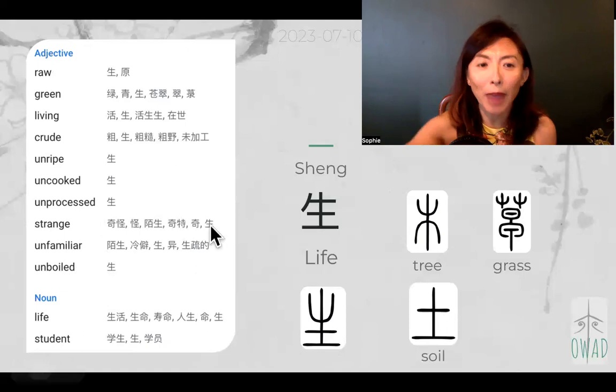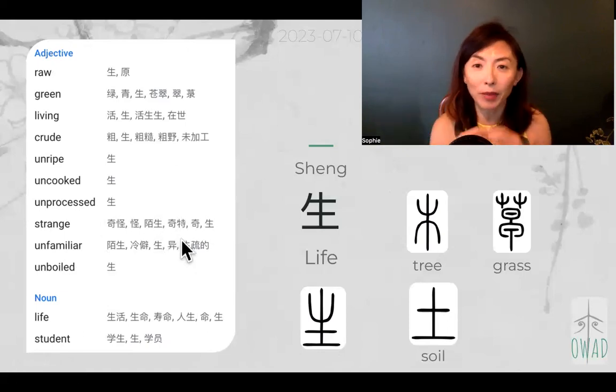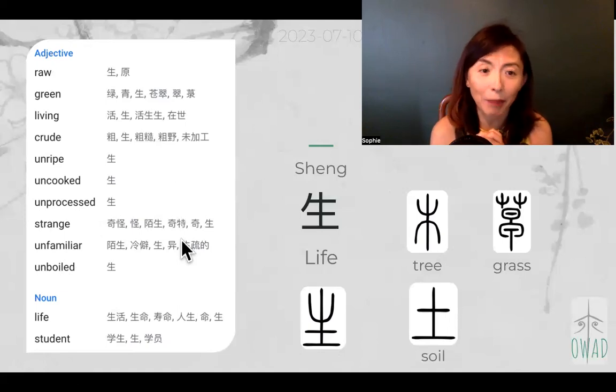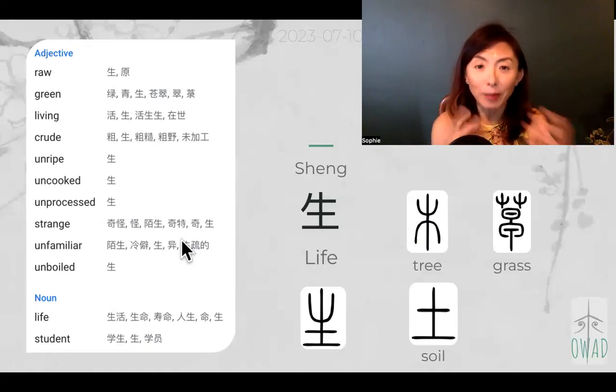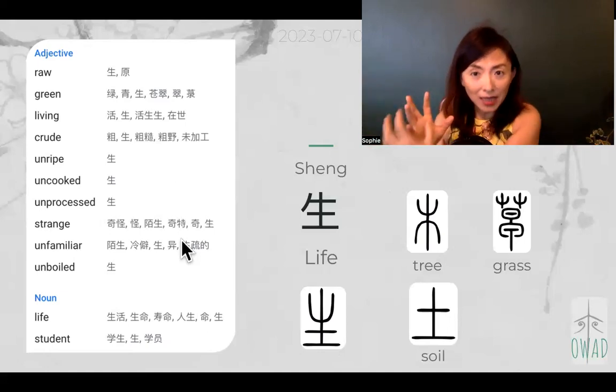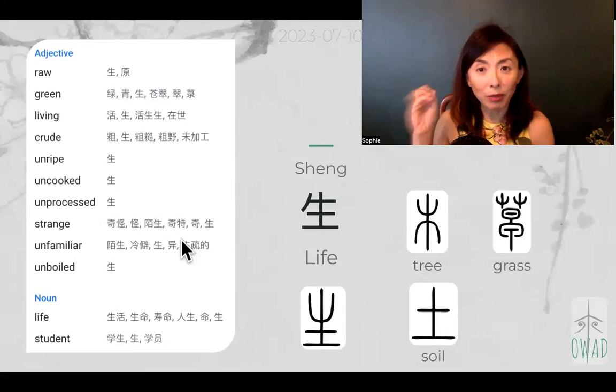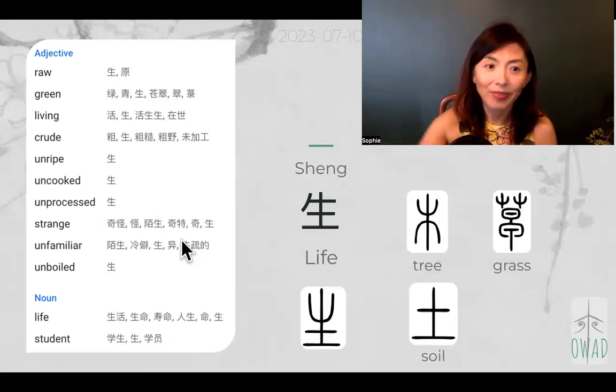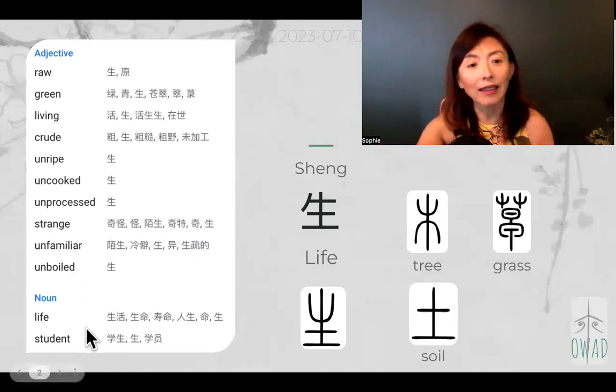And then when you pair it with mo, as in mosheng, mo means far away place, probably. I haven't checked it up yet, but when it pairs with that, it becomes strange. It means it's not familiar to you. It's not where you grew up. It's not your home turf. And so that added meaning to the original, which simply means life: unfamiliar, unboiled, and life.